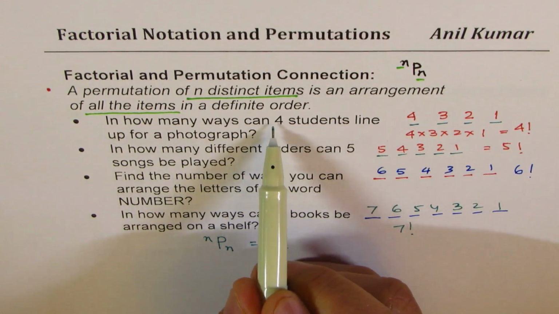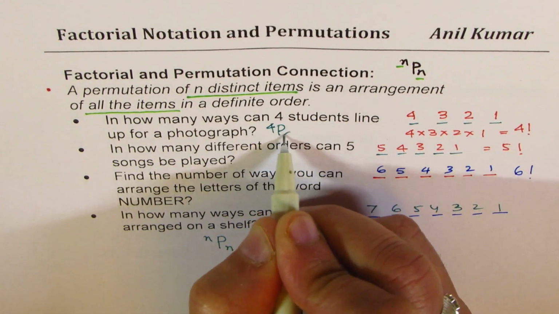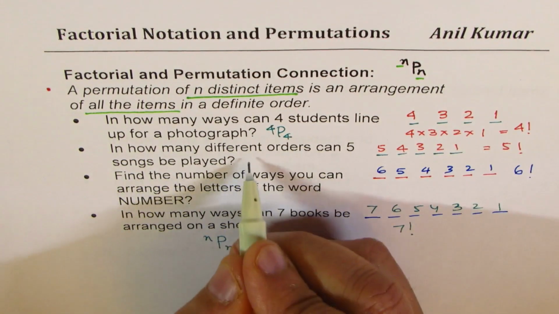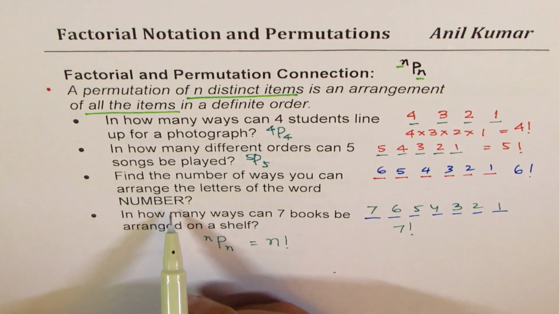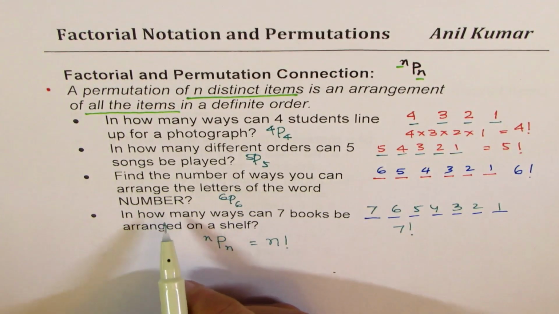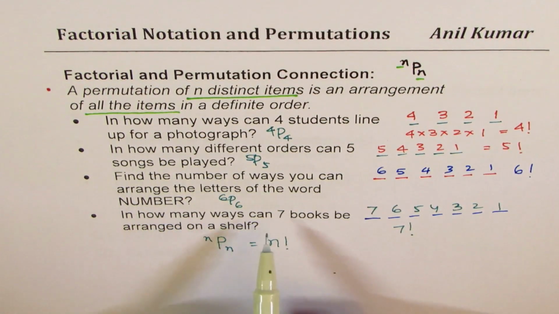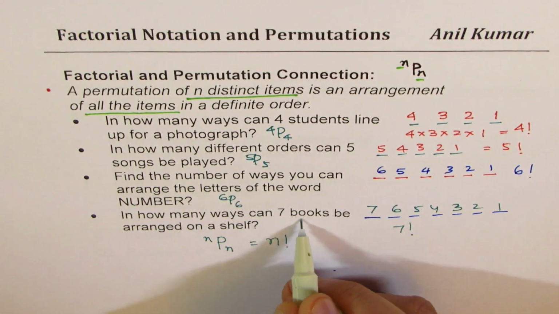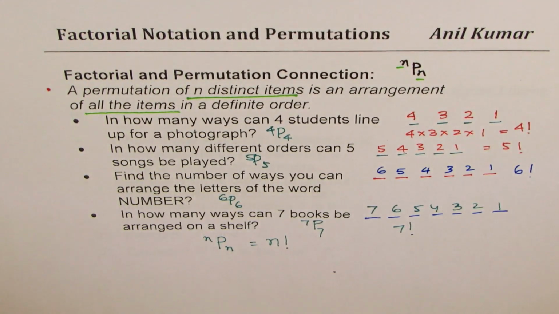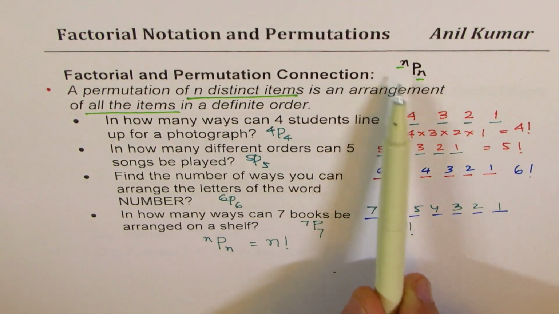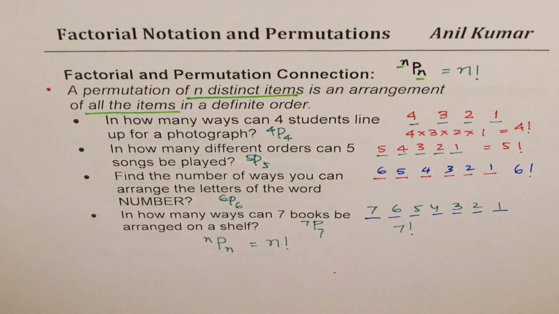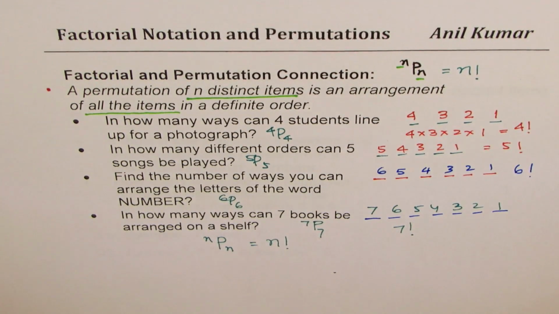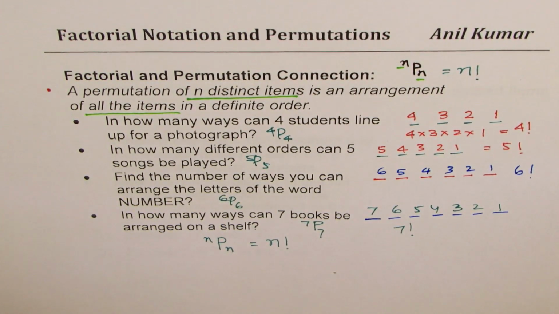So in the first case, we have 4 students to line up, so it is 4P4. In the second case, we have 5 songs to be played, so 5P5. And in the third case, the letters in number are 6, so it is 6P6. Those words may or may not have any meaning, it doesn't matter, but you can arrange them, right? And 7 books, all 7 to be arranged means 7P7. So you can see that if we take all the items together, then nPn is the same as n factorial. That is the result. Now n factorial is used so many times, it's a good idea to give it a name, permutations, right? So permutation is arrangement of all the items, but the items should be distinct.